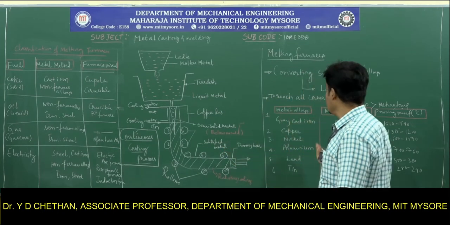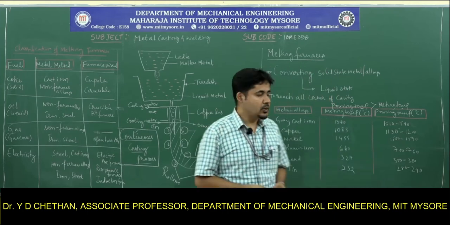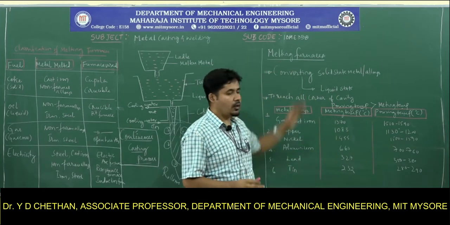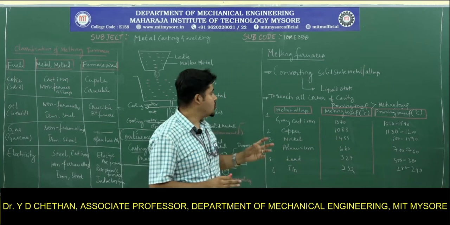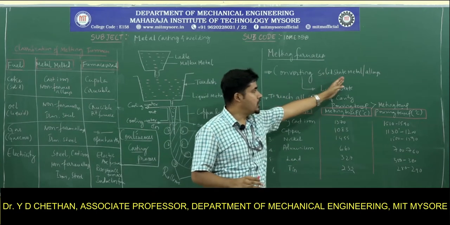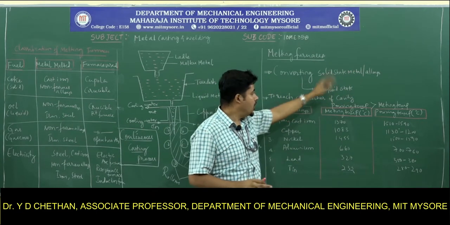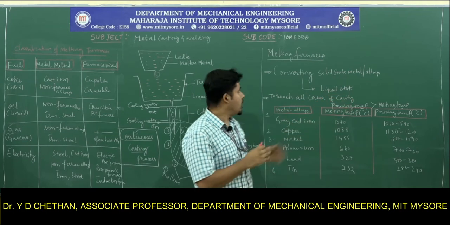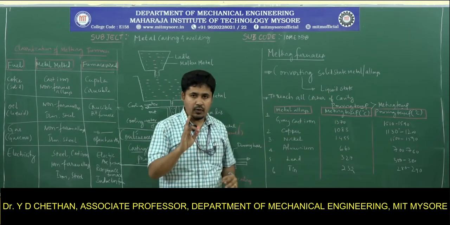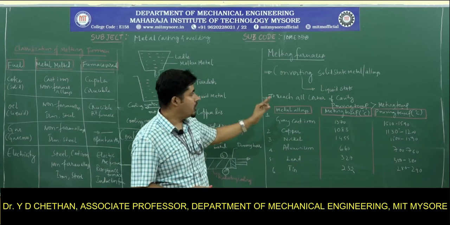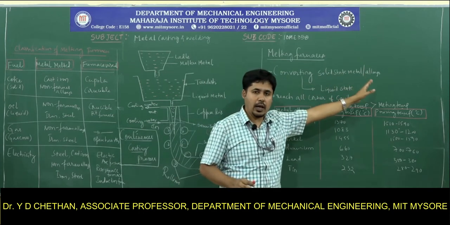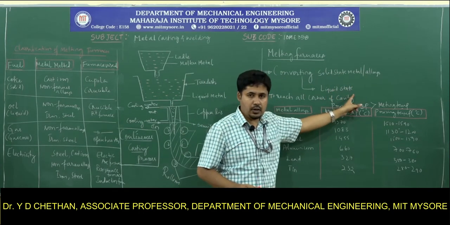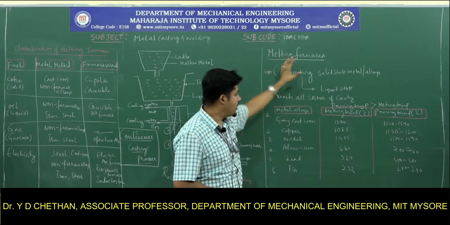The next concept is melting furnaces. So what is a melting furnace? A melting furnace is a device which is used to convert solid state metal or alloy into liquid state. Once again, I will repeat: the melting furnace is a device employed to convert solid state metals or alloys into the liquid state. That is the concept of melting furnaces.